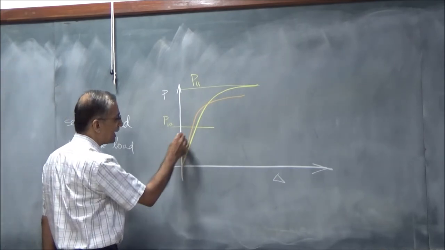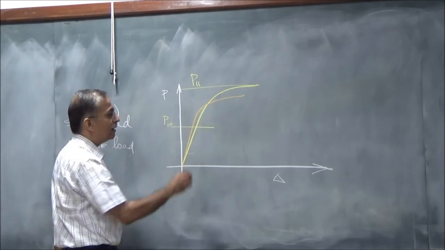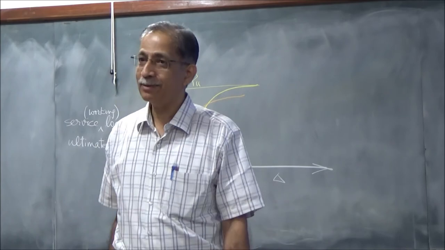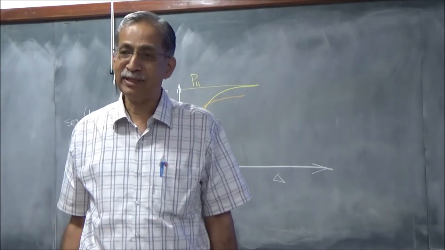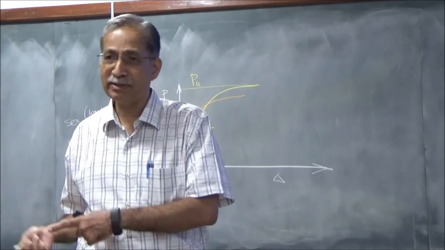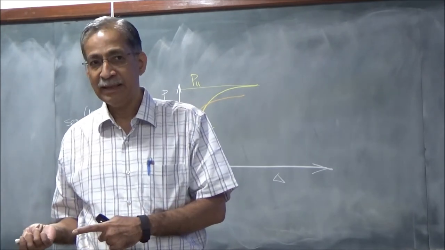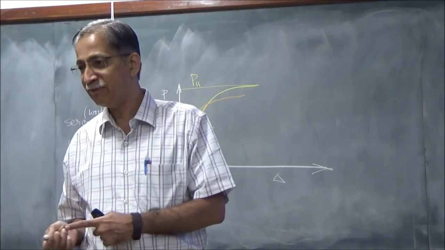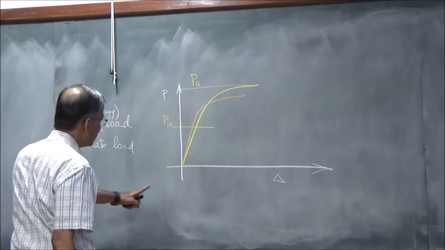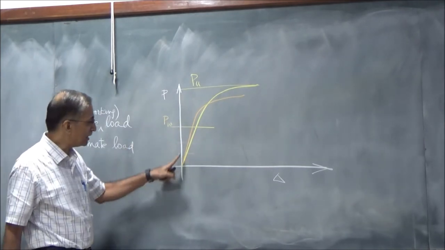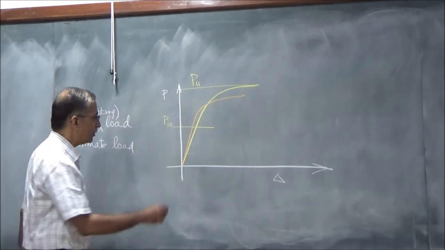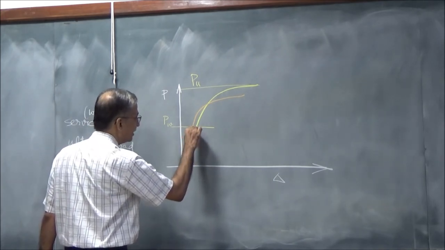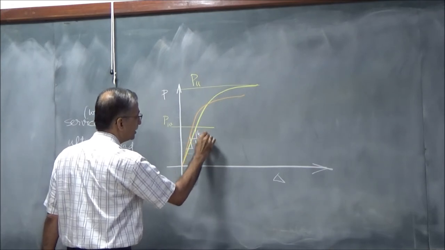You can talk of stiffness at any load level. But once you have a non-linear behavior, then you really can't talk of stiffness. Then you have to define at what load level or what deflection, what strain level your stiffness is. Okay, so then you have the concept of tangent stiffness, secant stiffness. This would be called your initial tangent stiffness. But this is more or less straight. So this slope of P versus delta, it's like an elastic spring. This is your stiffness, right? This is K, stiffness is P by delta.